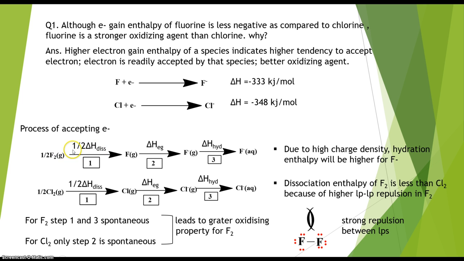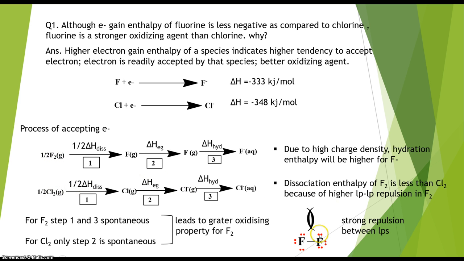In the first step, the fluorine molecule that consists of two fluorine atoms is dissociating to form fluorine atoms. Similarly, the chlorine molecule is dissociating to give chlorine atoms. For this you have to give energy. That's why the enthalpy of dissociation involved is positive, delta H dissociation. Here also delta H dissociation is positive. You have to give energy to dissociate the fluorine molecule or chlorine molecule.